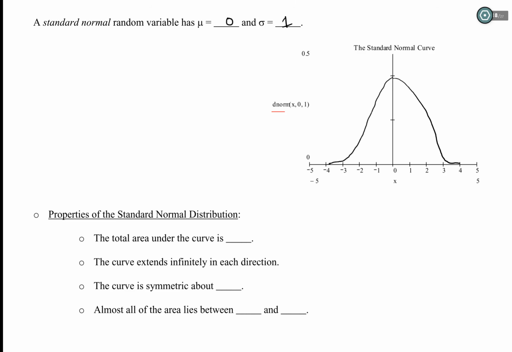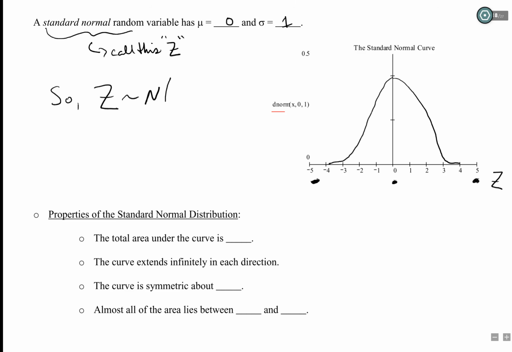This is a standard normal variable, and typically I'm going to scratch those quantities out here. But what we do is we use the letter Z to represent a standard normal variable. So we're going to call this Z. And so with that in mind, we say Z is distributed normal with a mean of 0 and a standard deviation of 1. Okay.